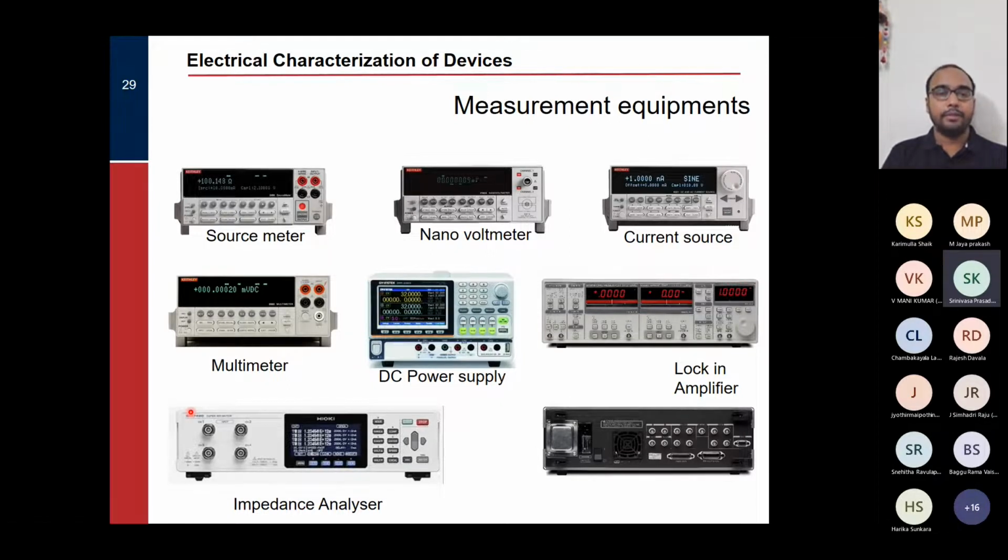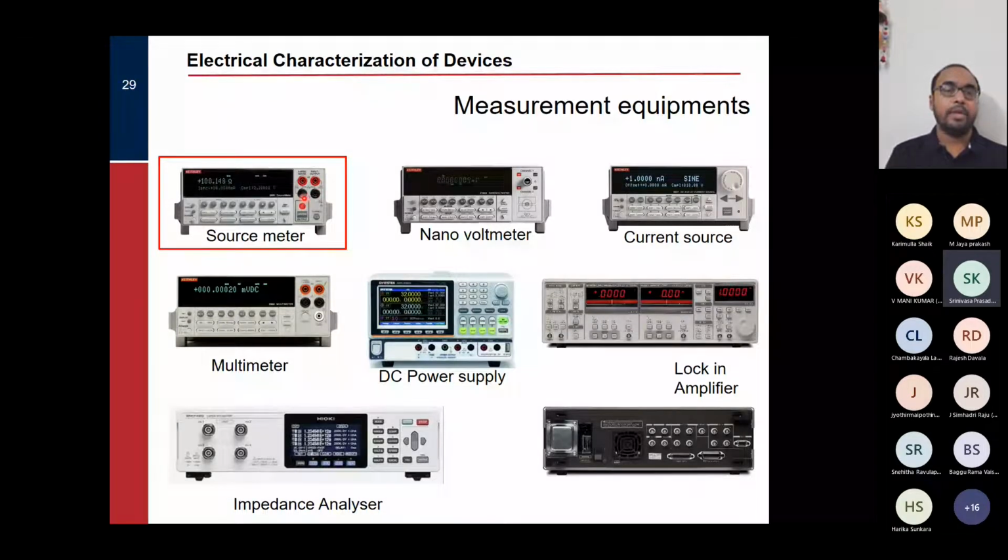So here, if I want to do the measurement, then I have to use some of these units. Let us look at them one by one. The first one is called a source meter. This can be used to apply a voltage and measure the current simultaneously. Depending on the model you are using, you can get up to hundreds of volts, and you can measure current up to the ampere range. That is typically a universal system used for various device characterizations.